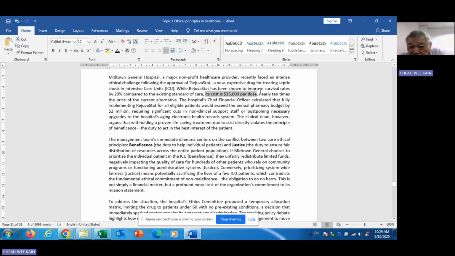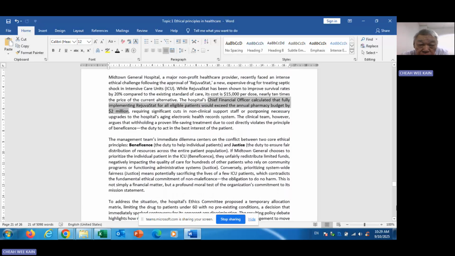15K per dose, nearly 10 times the price of the current alternative new drug. So the hospital, of course, please remember, is a non-profit one. The hospital's CCO calculated that fully implementing it for all eligible patients will exceed the annual pharmacy budget by 3K. Now, if you're a non-profit healthcare provider, where do you get money from?